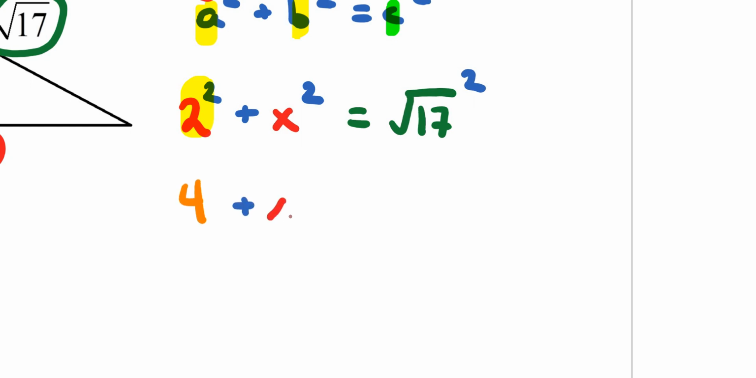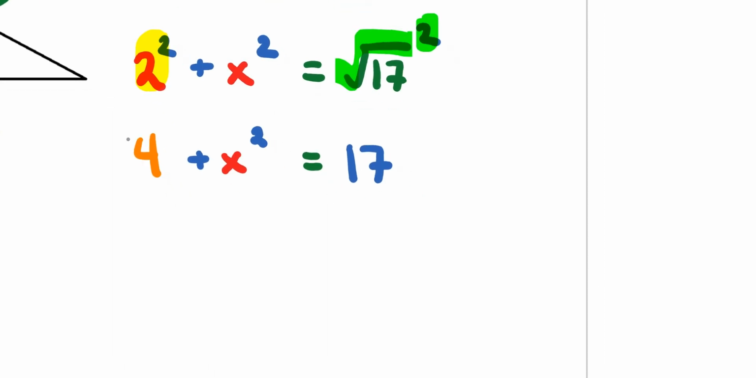X squared, you really can't do anything with that right now, so I'll leave that as x squared. And then on the right hand side, one thing that we are testing is if you have a power 2 and a square root, what happens? Well, they cancel each other out, so you get a 17. And then over here, this 4, you can minus 4 from both sides.